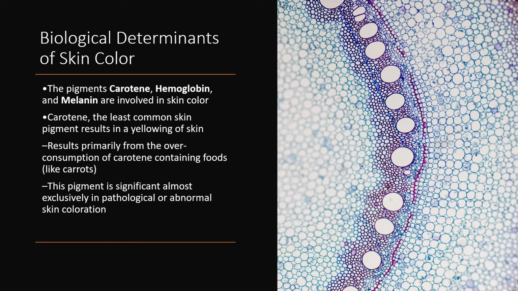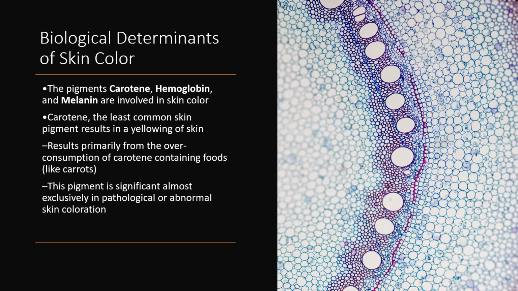Before going to the measurement of skin color, first try to understand the various biological determinants of skin color. There are basically three components which decide the color of the skin tone. The first is carotene. Carotene is a component which gives a yellowish color, and it is the least common skin pigment, which results in the yellowing of the skin. So the yellow color of the skin is due to the presence of carotene.